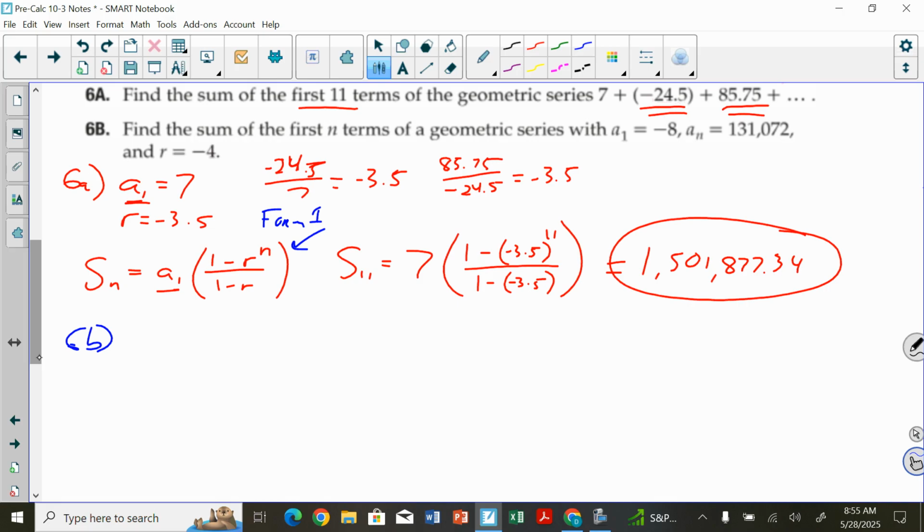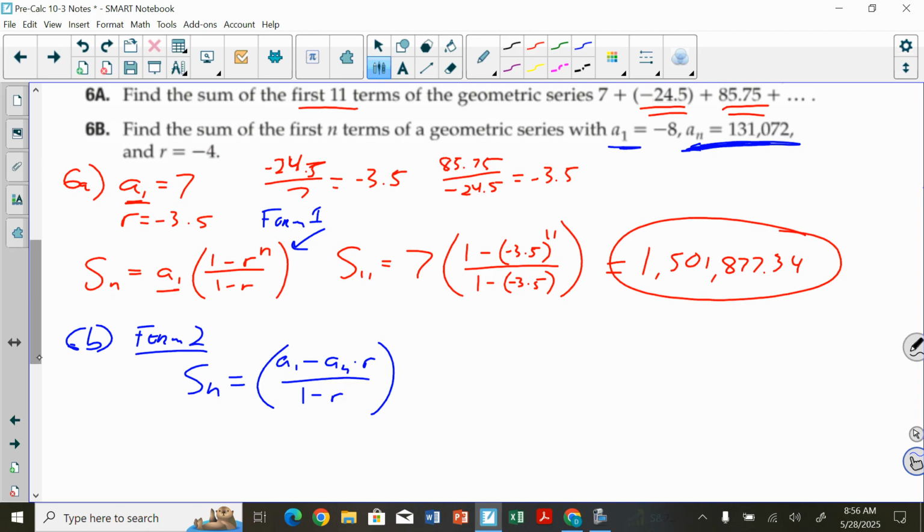Because they give us the a sub n, because they gave us that version, I can use formula 2. So I'm going to use formula 2 on this one because of what we have. I'm going to go with S sub n equals a1 minus a sub n times r over 1 minus r, because I have those values. They gave me a1, they gave me an, and they gave me r. So they gave me all of the things I need, so I can just plug in and go from here.